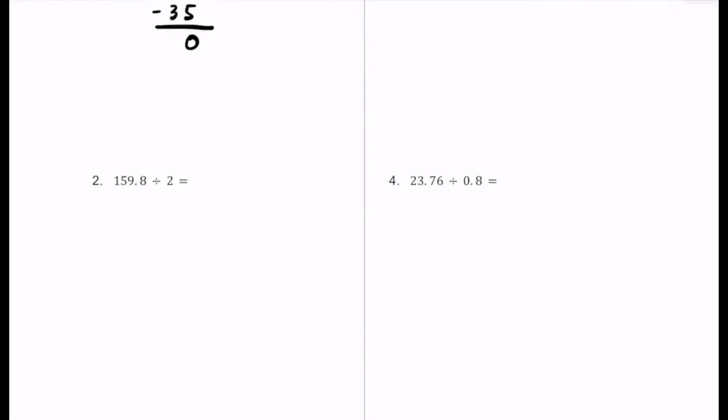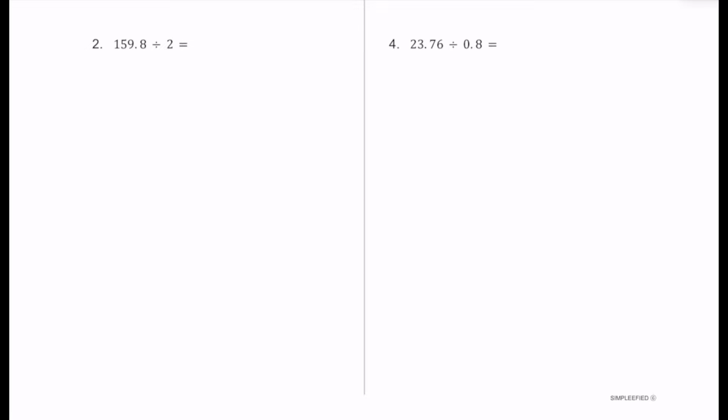Let's take a look at another one together. For number 2, we have 159 and 8/10. That's this first number here. This is going to be our dividend. And then we have this divisor of 2. So since 2 is a whole number, we can get started right away. So I'm going to take this 159 and 8/10. Let's put that inside this division house. And let's put that 2 on the outside here.